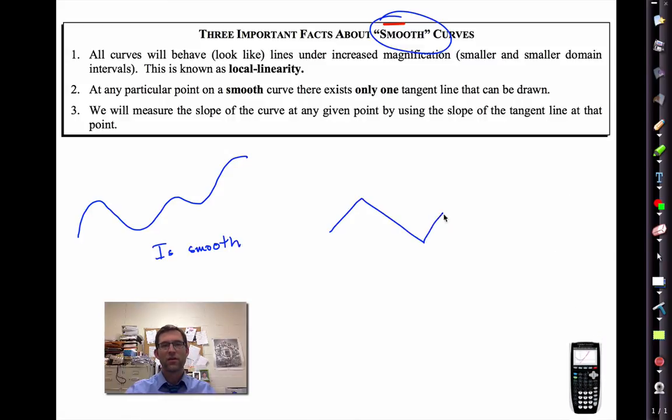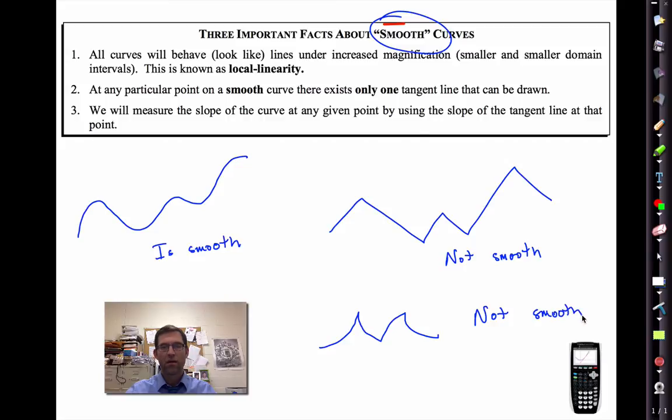This curve is not smooth. This curve is not smooth. All right? So we're talking about smooth curves, things like this.